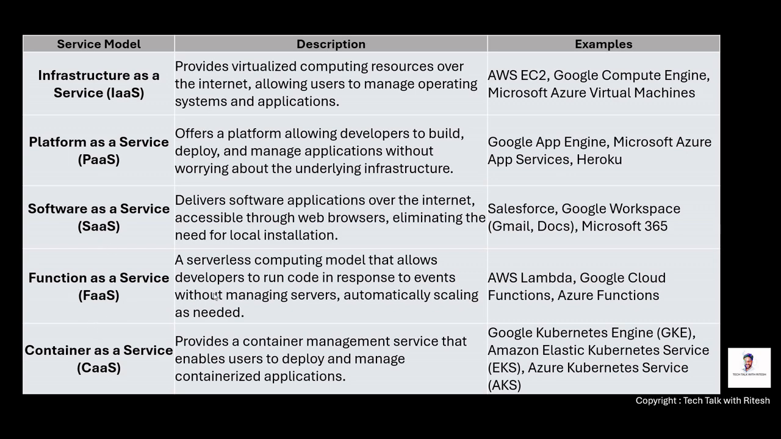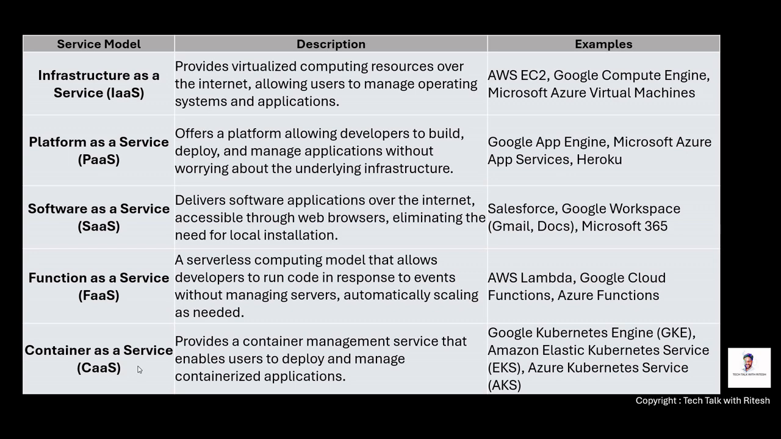Then we have function as a service, a serverless computing model that allows developers to run code in response to events without managing servers, automatically scaling as needed. So one thing to note here, we are talking right now about cloud architecture, right? But here we are also discussing serverless architecture. Like I said earlier, we always combine different flavors of architecture when we design any application. And serverless function as a service examples could be AWS Lambda, Google Cloud Functions, etc. So as many requests are coming, as many instances of Lambda functions will be created, right? And there is no need to manage; it's managed by AWS. So function as a service.